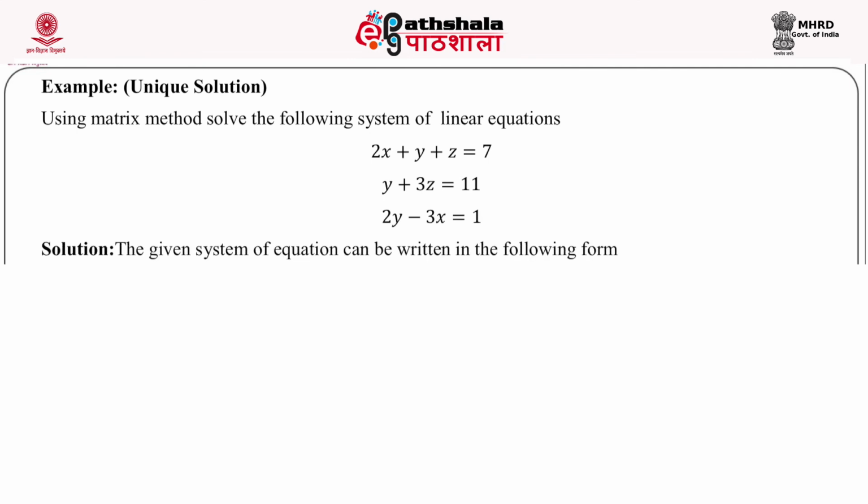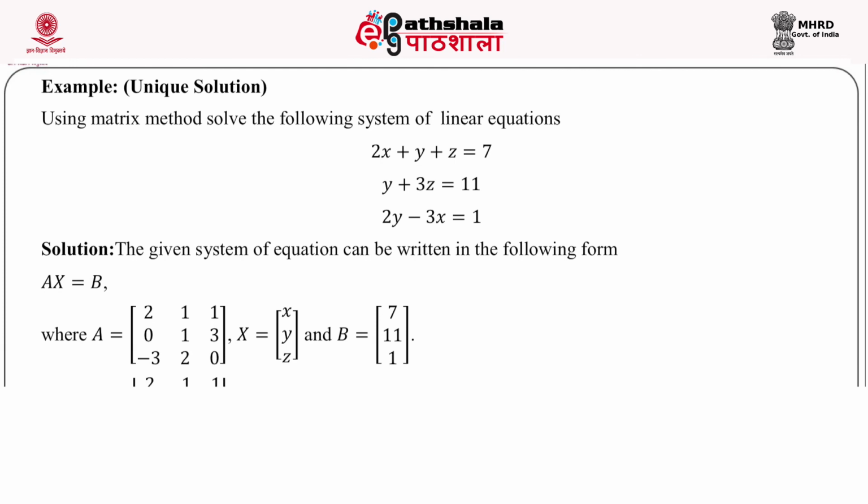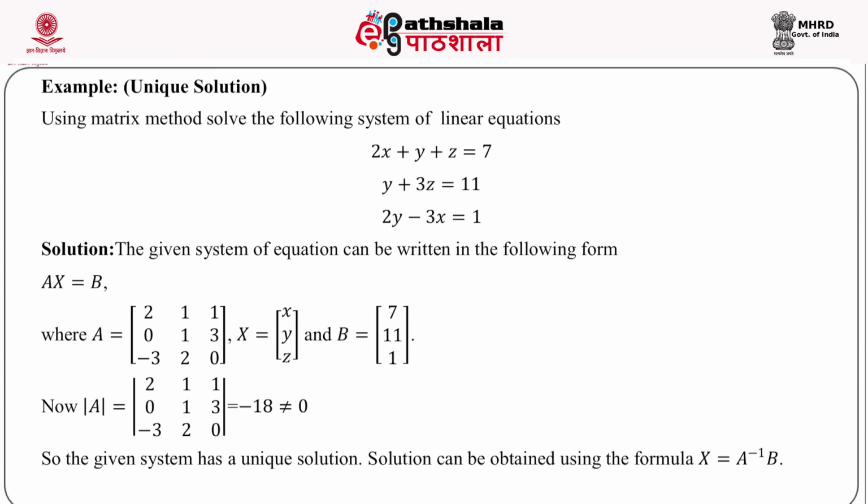Now, take an example of an inconsistent system, that means the solution will not exist. The system can be written again in matrix form. The determinant of A here is 0. So, the given system will not have a unique solution. It may have either infinitely many solutions or no solution. So, the given system is either inconsistent or it has infinitely many solutions. If adjoint of A into B is non-zero, then the system will be inconsistent. If adjoint of A into B is 0, then the system will have infinitely many solutions.